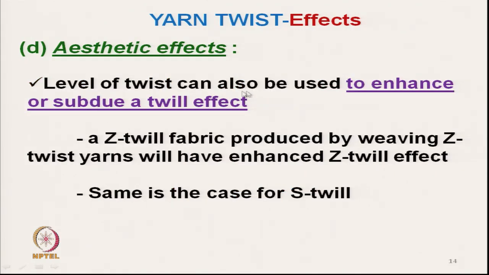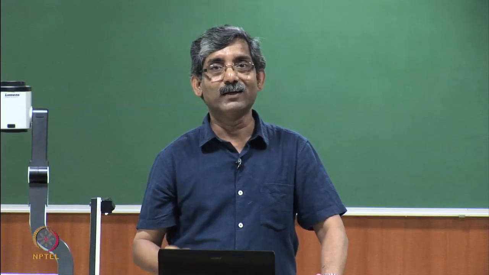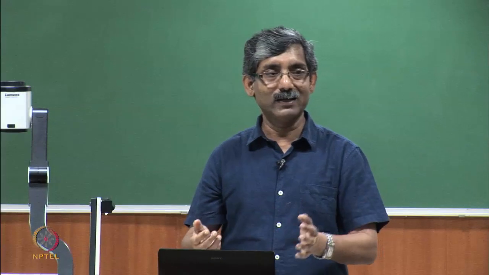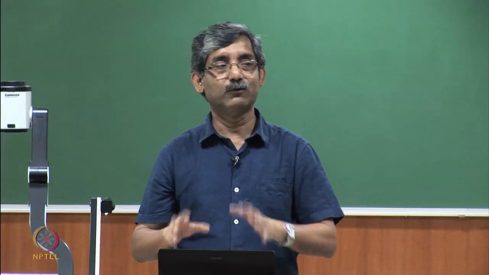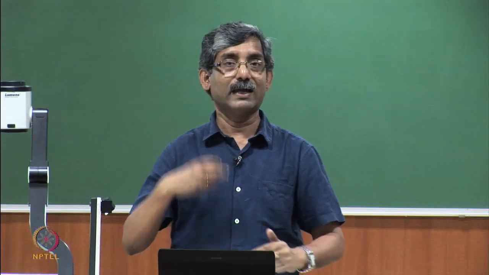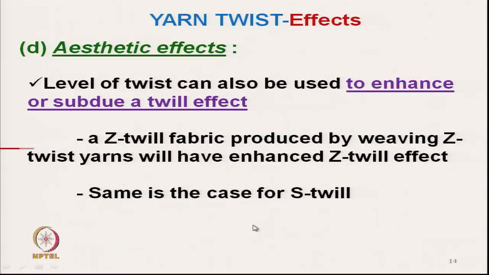Level of twist can also be used to enhance or subdue the twill effect. So, if we have a Z twill fabric and we use Z twisted yarn, then it will give an enhanced Z twill effect. Similarly, for S twill, we use S twisted yarn. That is how we can enhance the aesthetic effect of a particular fabric.